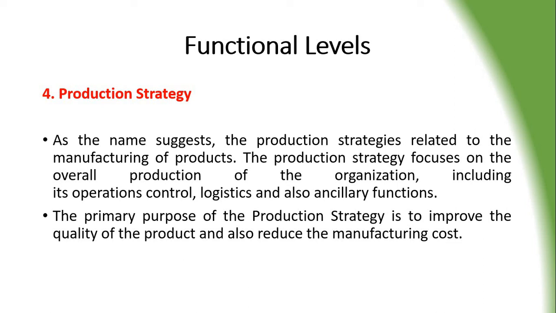The primary purpose of the production strategy is to improve the quality of the product. Definitely, while they're producing, they should produce the products based on the defined quality, and also reduce the manufacturing cost of the organization, because once the manufacturing cost of the products is declining or reducing, or the business is capable of controlling the production cost, they will have a better opportunity in the market to lead the market by what? By cost.